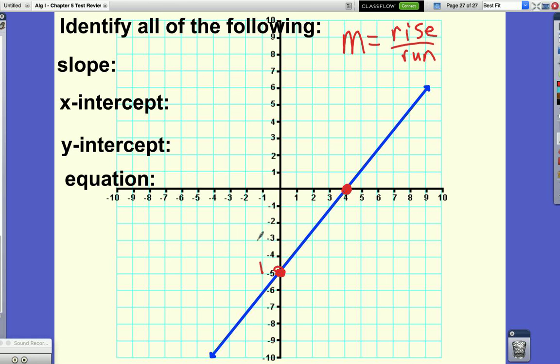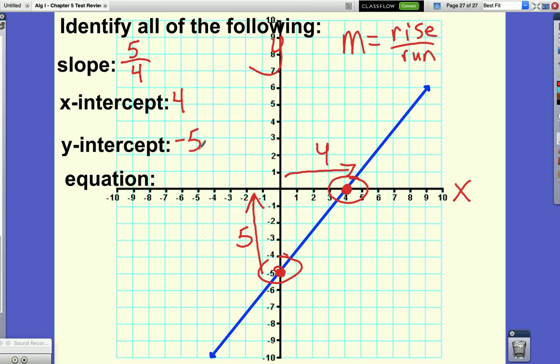So with this one, we go up 5 and then over 4. So the slope is up 5 over 4. We leave it as a fraction. It can't be simplified. The x-intercept. The x-intercept is where the graph crosses on the x-axis. So the x-intercept is 4. The y-intercept is where our line crosses the y-axis. This is the y-axis, and that is at -5.